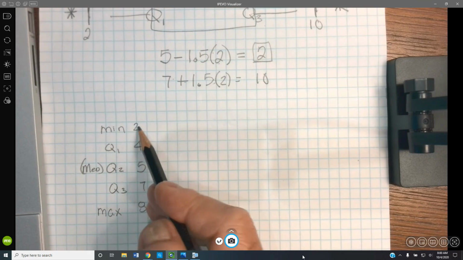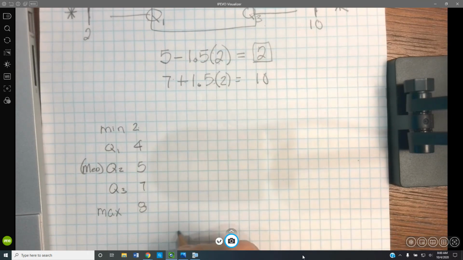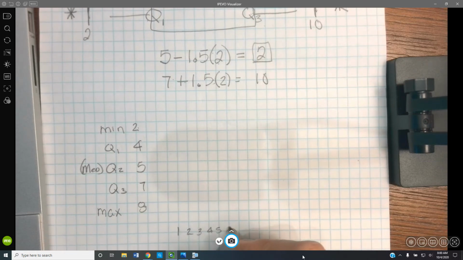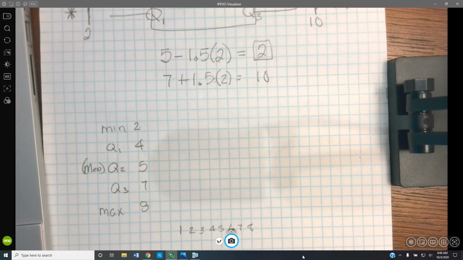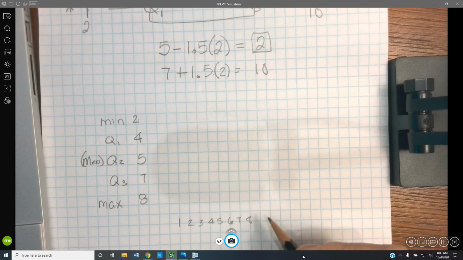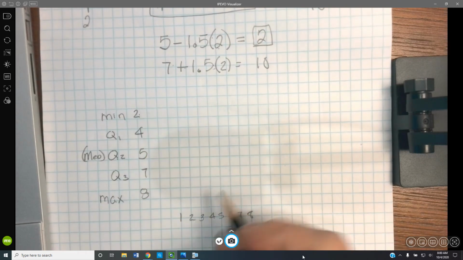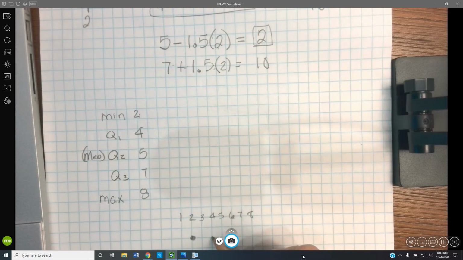So we'd make an appropriate scale that went from 2 to 8. So here's a 1, 2, 3, 4, 5, 6, 7, 8. Okay, so I have an appropriate scale. Now I know that my 5-number summary has to include a 2. There's a 2. It has to include a 4. It has to include a 5. And it has to include a 7.